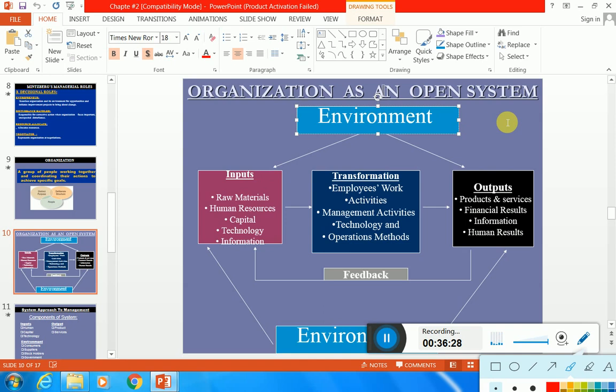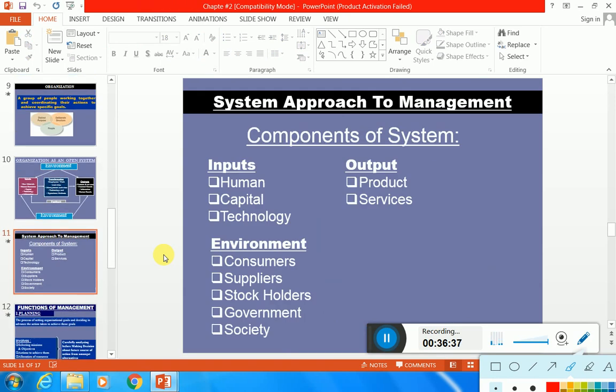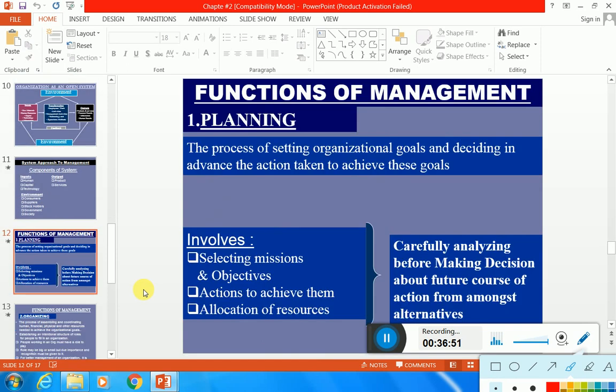Open system simply means a system that is interacting with the external environment as well. Hope, inshallah, the idea will be clear now. The same thing which I have explained: an open system has three components, inputs, outputs, and environment. The environment contains consumers, suppliers, stakeholders, government, society.